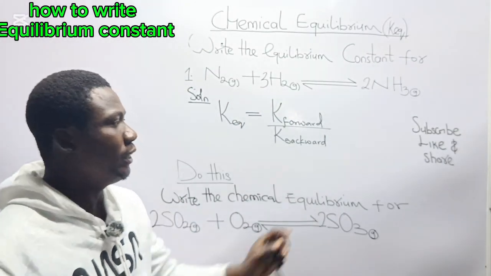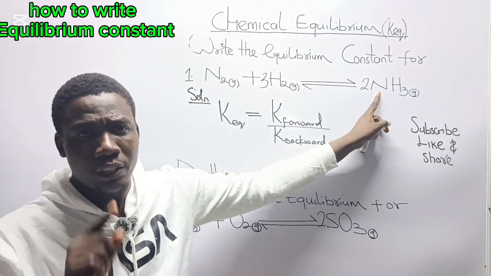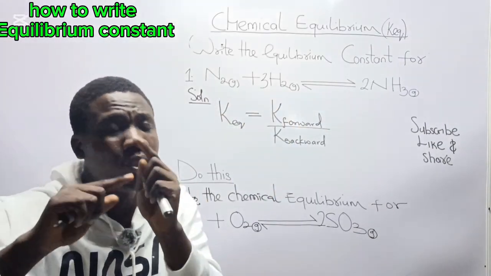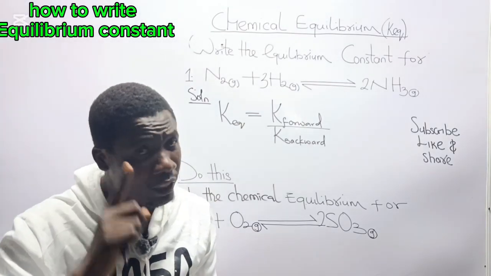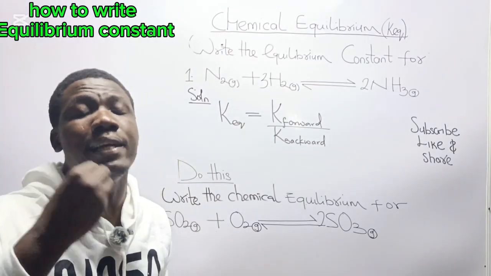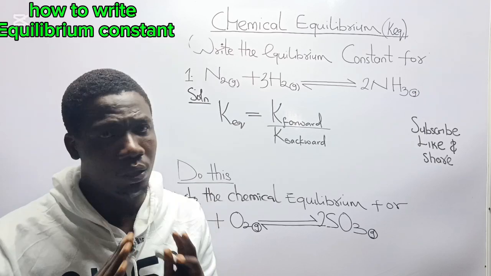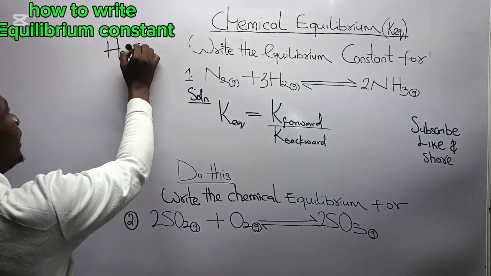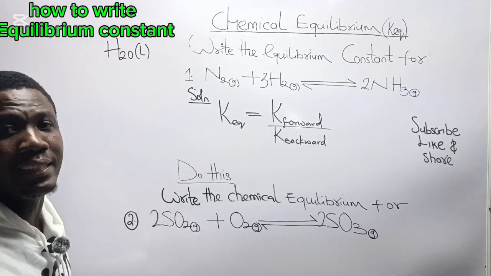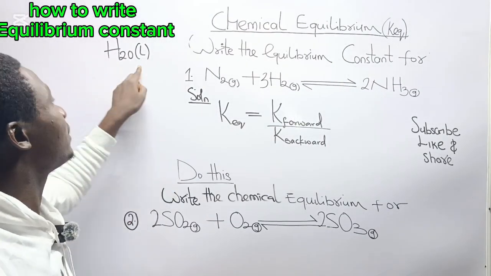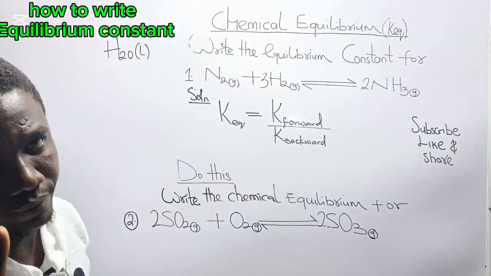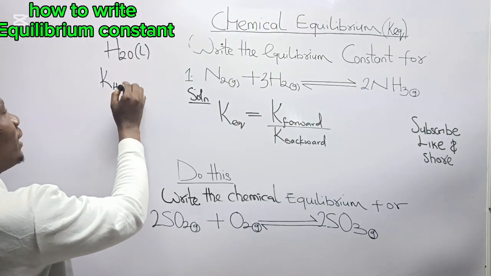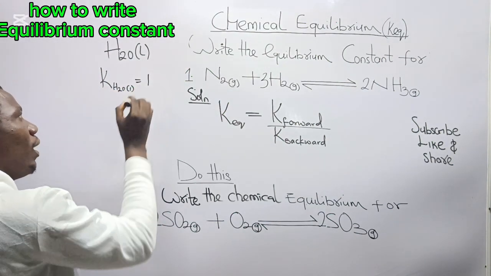Now, what is the forward? It simply means the one on the right hand side. The backward simply means the ones on the left hand side. But what you must take into account is this, very important, that if I'm to write the equilibrium constant for pure water, that's H2O, in its liquid state, it must be equal to 1. So the rate constant for H2O in a liquid state is equal to 1.